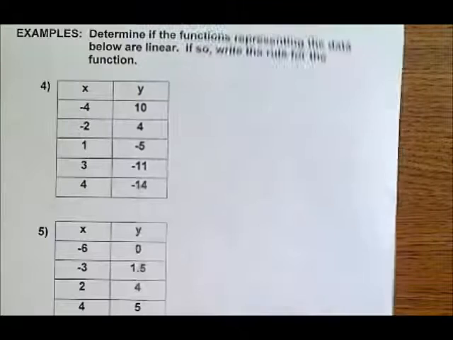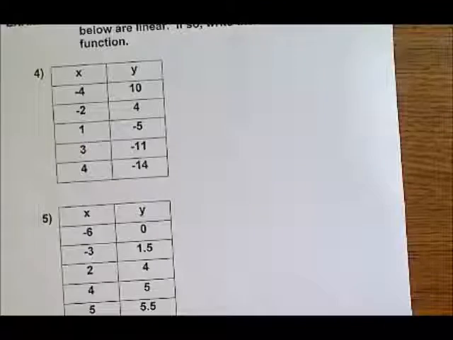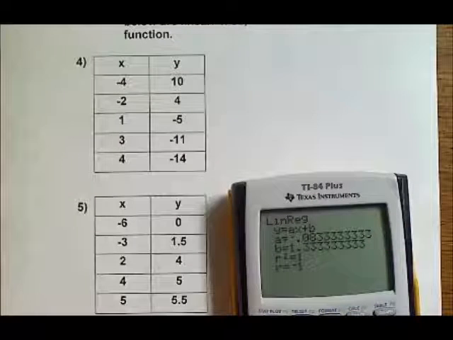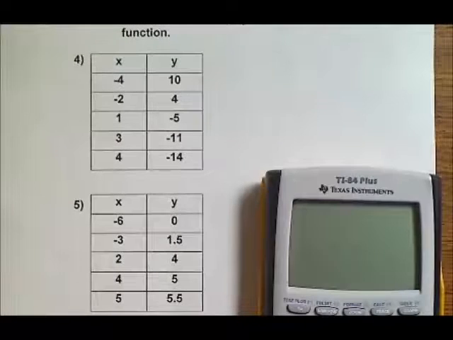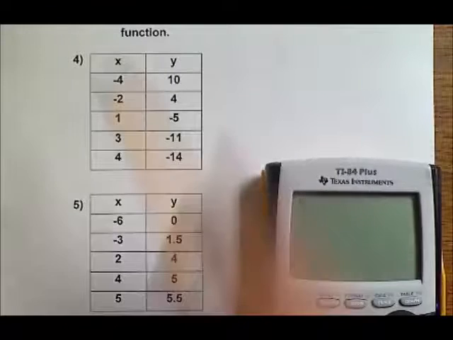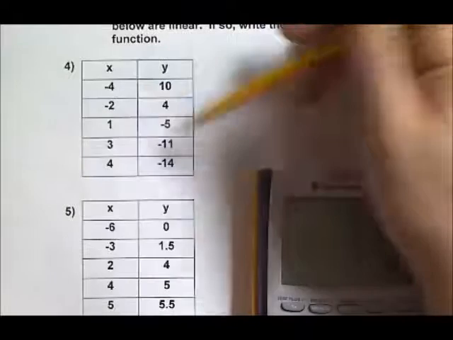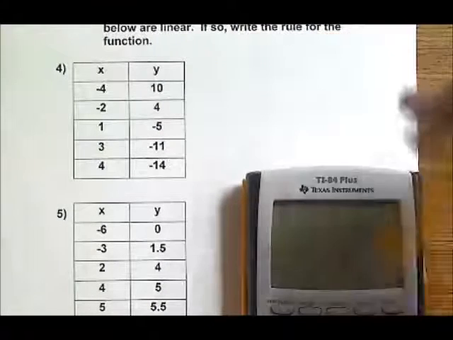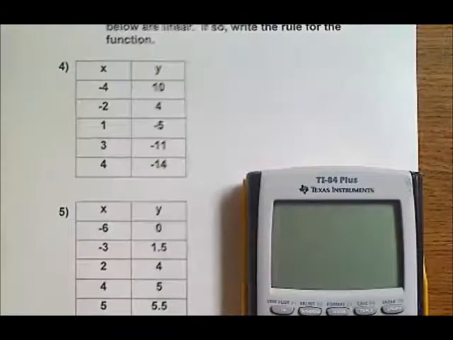Let's go ahead and look at example number 4. Now here, we want to know if these are linear. And if so, what's the rule? And so, used to, you would go and see if the rate of change is the same for all of them, and then find out your equation. Here, we can let the calculator do the work.